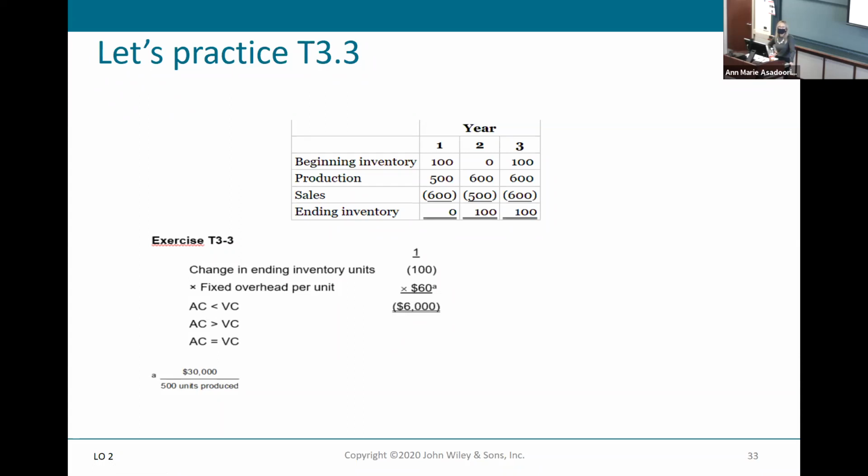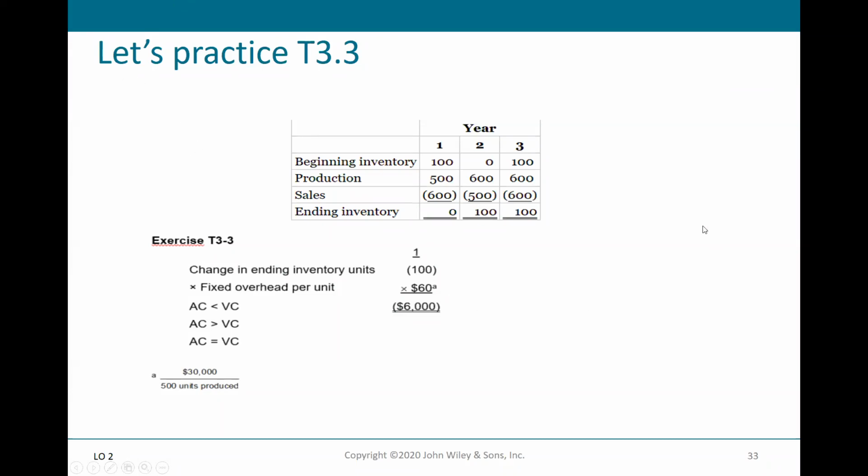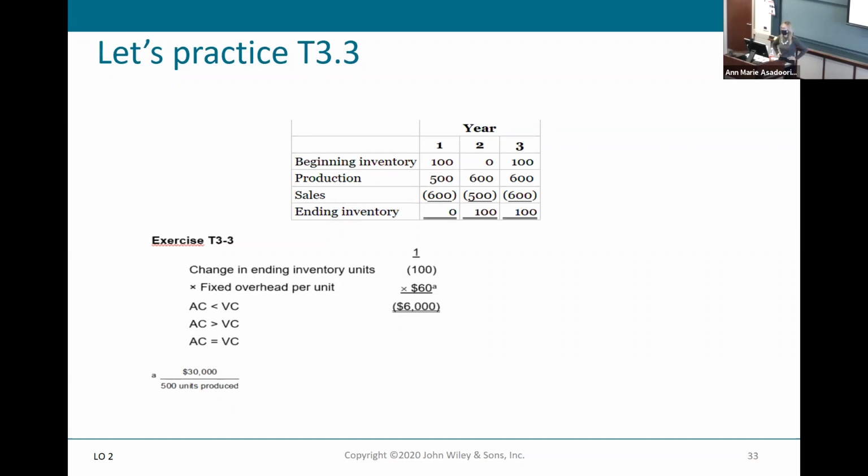All right, good. Who wants to do year two? Ty? Yeah. Since the production is greater than the sales, the ending inventory is also greater than the beginning inventory, and the net income under absorption costing will be greater. Okay, good. So in this case, I'm producing more than what I'm selling. So my net income is going to be higher under absorption costing, because you can see you have 100 units in your ending inventory. And the question is, how much higher?